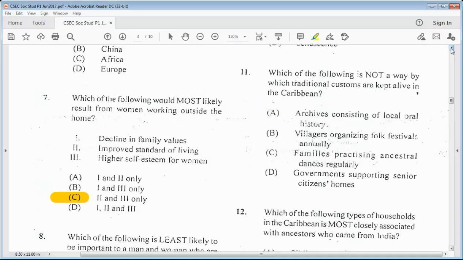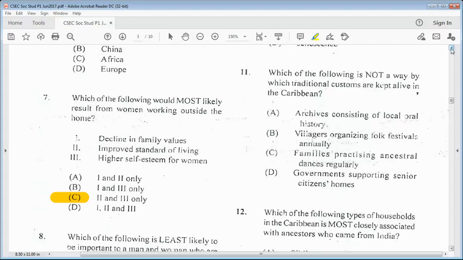Which of the following is not a way by which traditional customs are kept alive in the Caribbean? A, archives consisting of local oral history. B, villagers organizing folk festivals annually. C, families practicing ancestral dances regularly. And D, government supporting senior citizens' home. So we know it is, as the question says, not. So three are more likely. So one is not. So let's look at them.